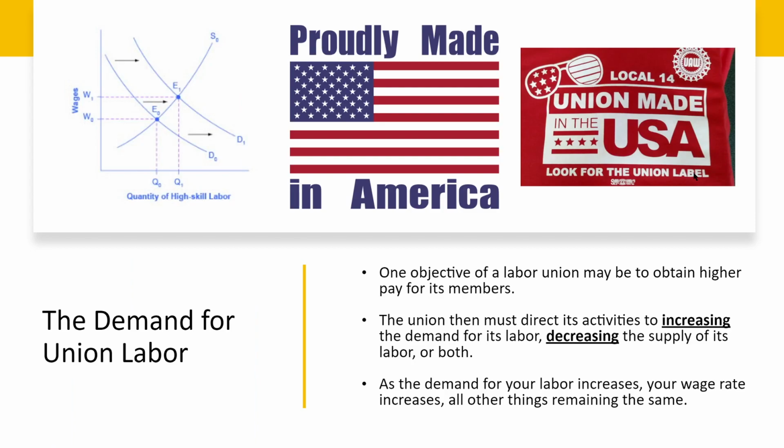The demand for union labor. An objective of a labor union is to obtain higher pay for its members. And so the union has to direct its activities to increase the demand for the labor that they provide. What they do is they decrease the supply of labor, or they can do both, okay? Increase the demand or decrease the supply. As the demand for labor increases, that means that the wage rate will increase, all other things remaining the same, which is what we always do in economics.